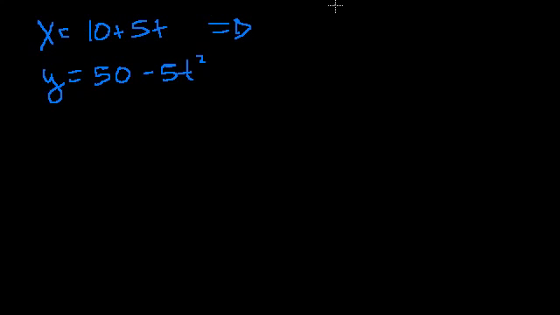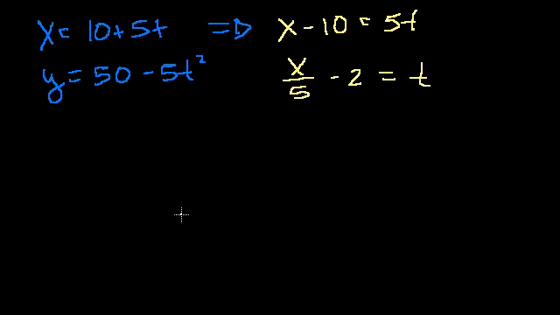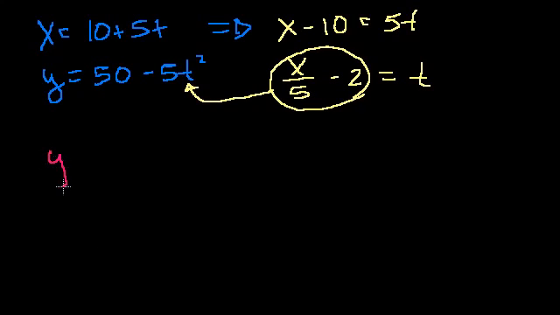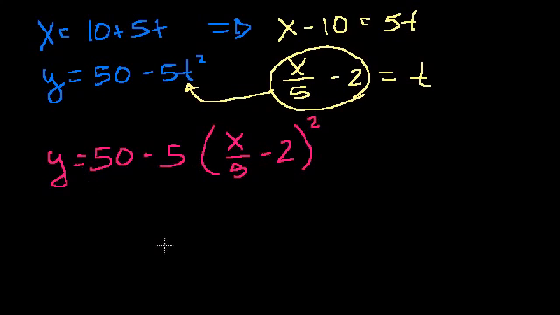So if we want to solve for t, let's subtract 10 from both sides. You get x minus 10 is equal to 5t. Divide both sides by 5. You get x over 5 minus 2, right? 10 divided by 5 is equal to t. And now we can take this and substitute it. This is t, right? So we can take this and substitute it back here for t, because we say this is equal to t. So our equation becomes y is equal to 50 minus 5 times x over 5 minus 2, squared. And let's simplify this.